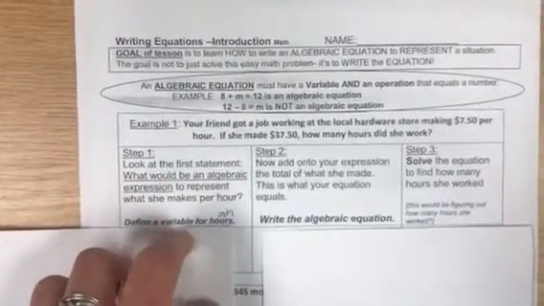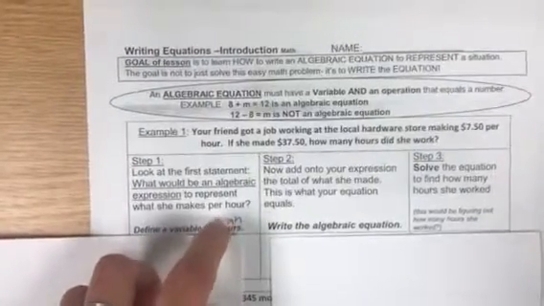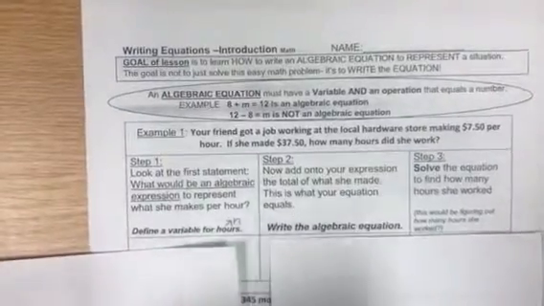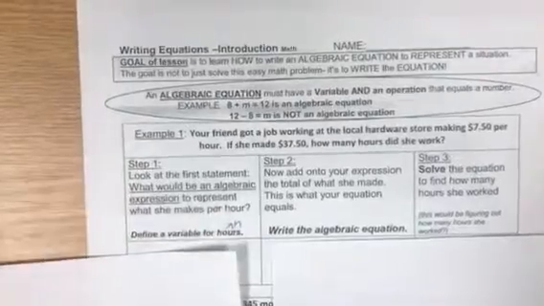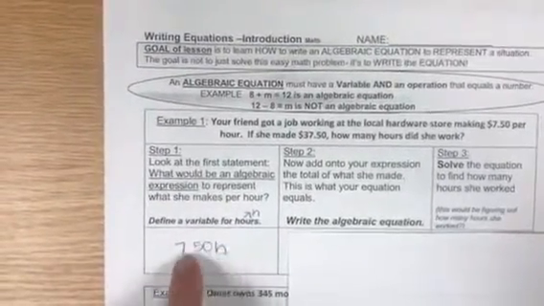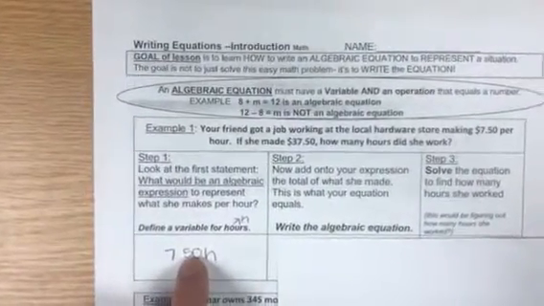So your first step is always going to be like, okay, well, what's my variable? Well, here it's the hours, and I picked H for hours. You can pick a different letter. H just made sense to me. And if I think she made $7.50 per hour, I'm going to multiply the hours times how much she makes, right? So here's my expression, $7.50 times hours. Remember, this is the coefficient. When it's next to the letter, that means to multiply.